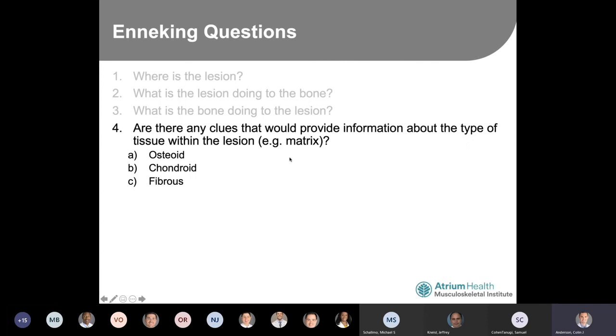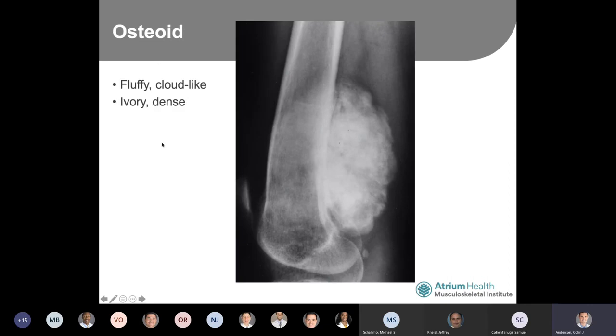Are there any clues that provide information about the type of tissue within the lesion? This is the last question, and it specifically refers to matrix. The three types of matrices are osteoid, chondroid, and fibrous. Osteoid matrix is described as fluffy and cloud-like, or ivory and dense.